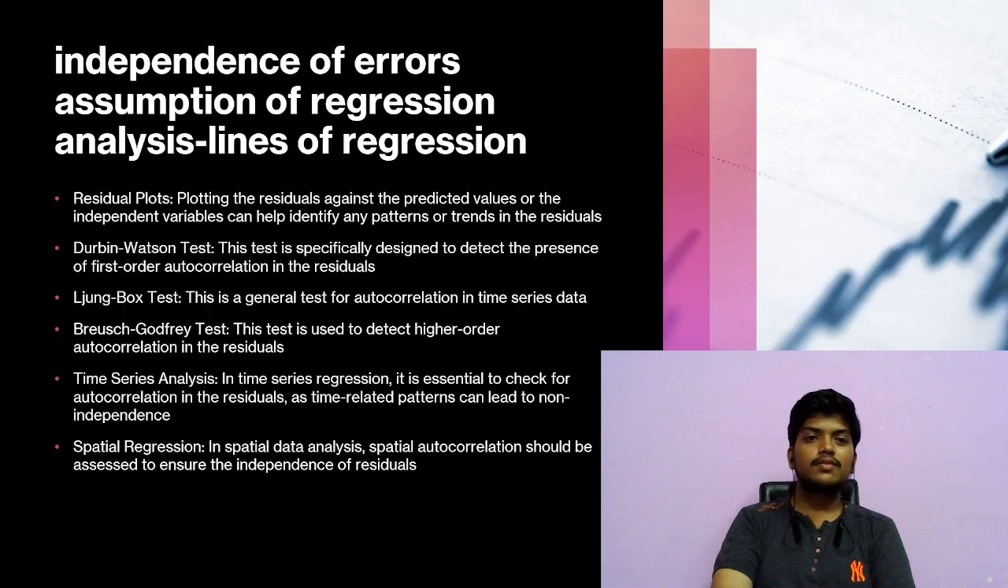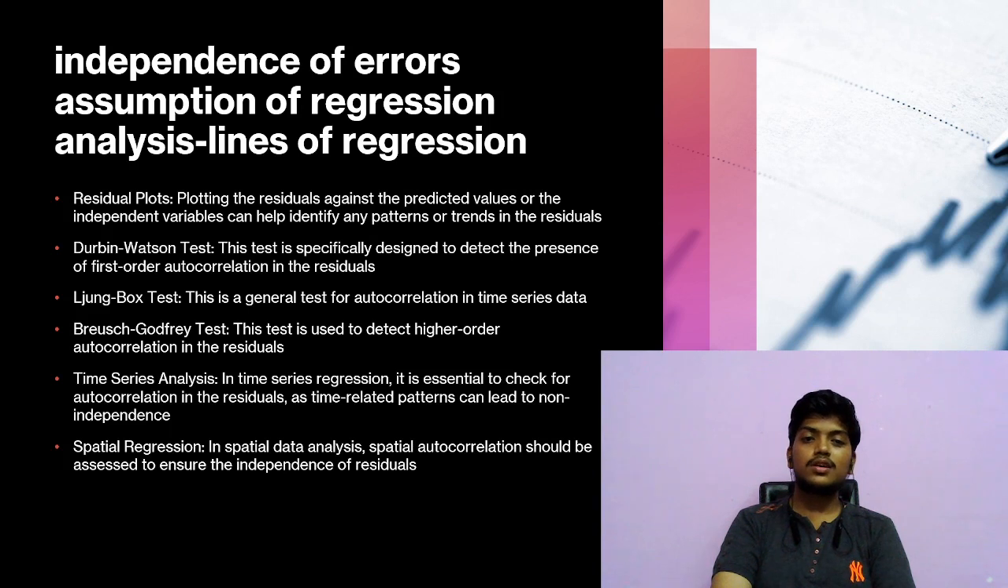Next, we have independence of errors, an assumption of regression analysis. It's checked with residual plots, the Durbin-Watson test, the Ljung-Box test, the Breusch-Godfrey test, time series analysis and spatial regression. Residual plots against the predicted values or the independent variables can help identify any patterns or trends in the residuals. The Durbin-Watson test is designed to detect the presence of first order autocorrelation in the residuals.